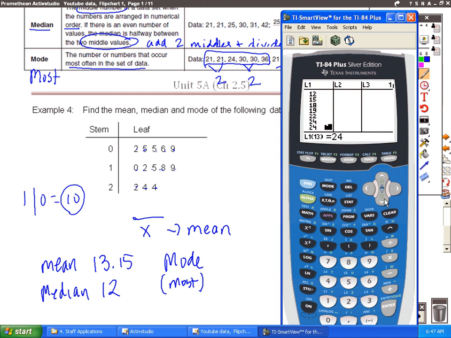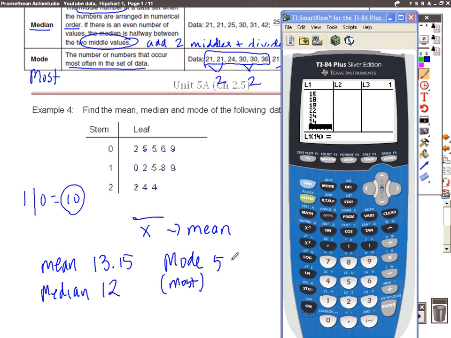And I see two 24s. So there are two numbers that occur twice. So in this case, the modes are 5 and 24. And that's how I use my calculator to get that data.